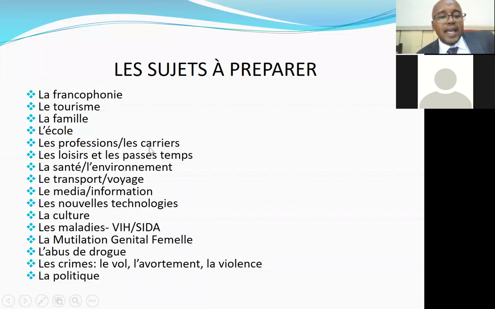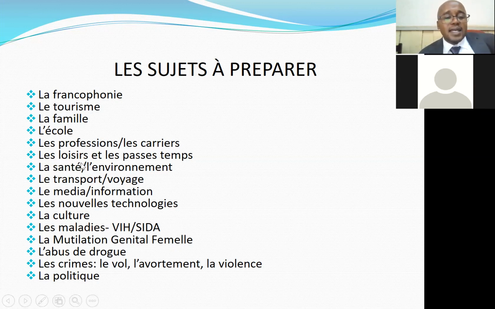So les professions ou les carrières, you are talking about profession and career. Quelle est votre profession préférée? What is your preferred profession? And when you talk about that, then we ask you, quelles sont les qualifications académiques? So what grades do you need to score to get to the profession you have chosen?